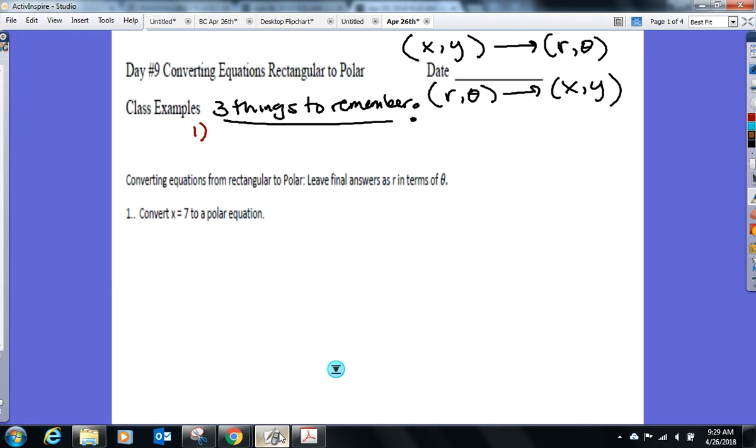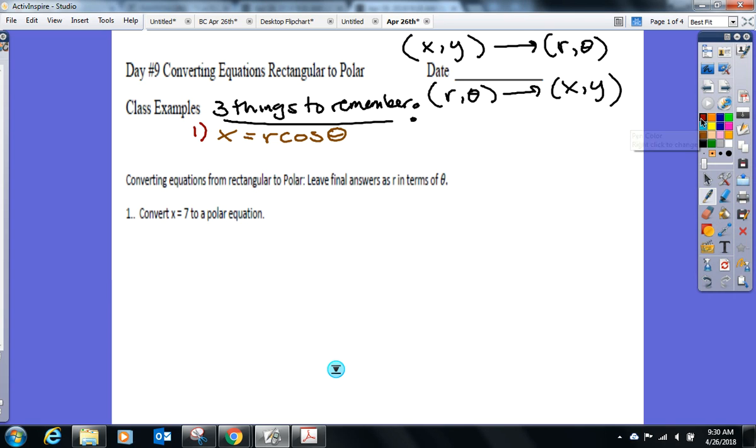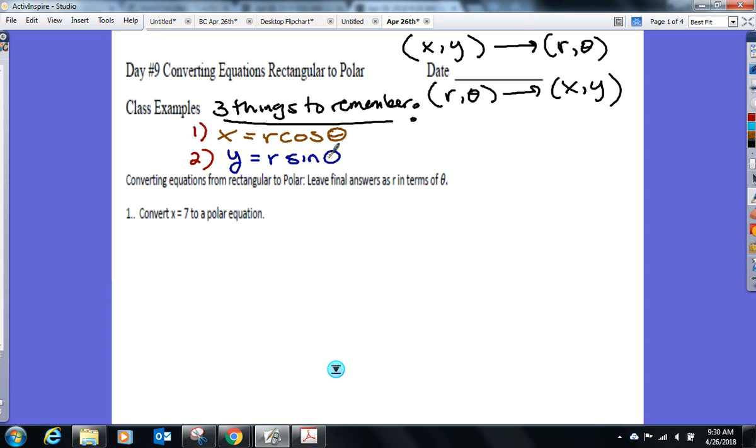Since we're going to be given a rectangular one, they're going to have x's and y's in them. How do you convert the x? R cosine theta. How do you convert the y? R sine theta. So anytime today I see an x or I see a y, that's automatically getting substituted in.